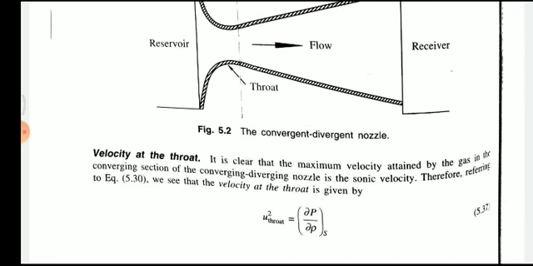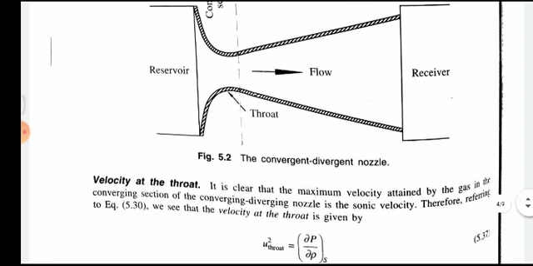So the velocity at the throat, how can we find out the velocity there? So it is clear that the maximum velocity attained by the gas in the converging section of the converging-diverging nozzle is the sonic velocity.